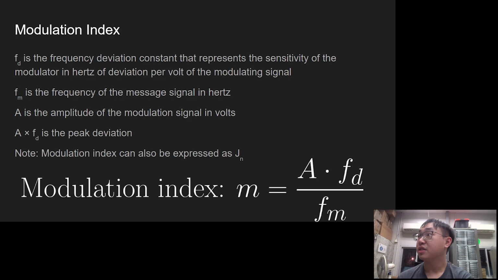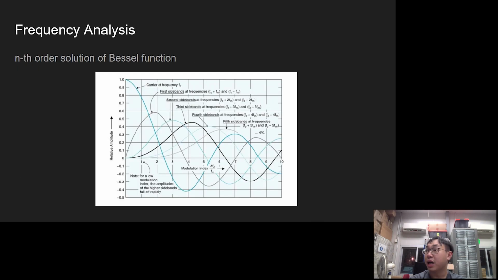Modulation index. This formula, but in the notes that I received, they don't put the FM modulation index here, so I'm not sure if they will ask you. The modulation index can go by two symbols. When I took my class, they used J, and I found that some textbooks use J, but some textbooks use M. Actually, the J has a meaning behind it.